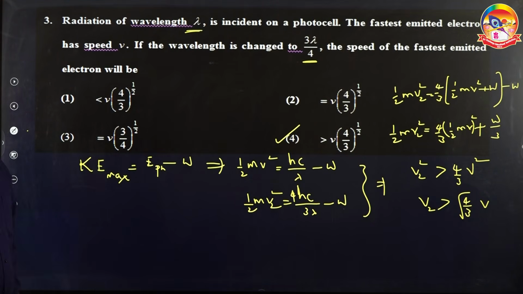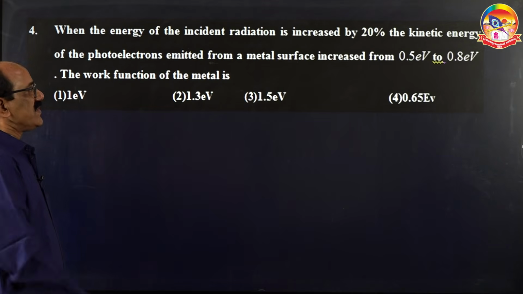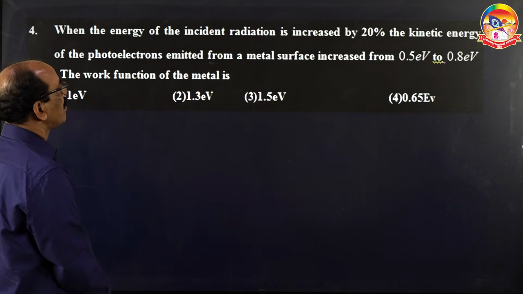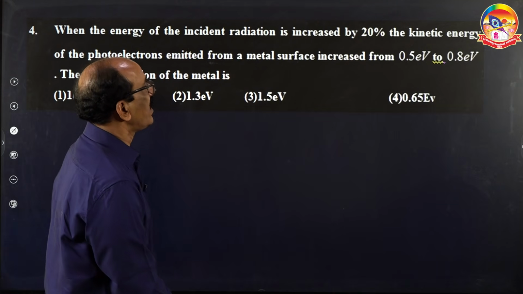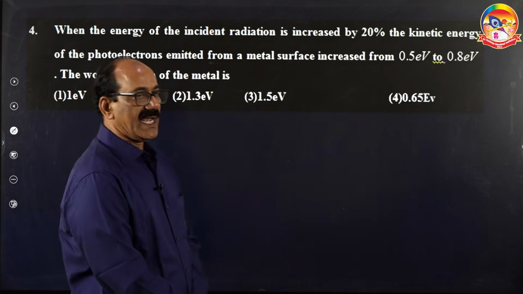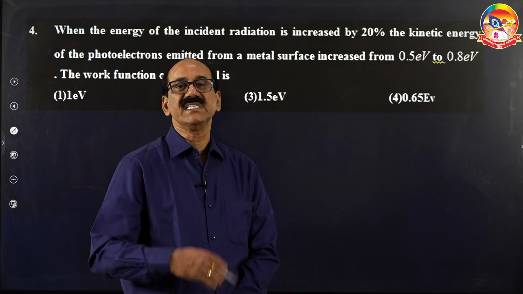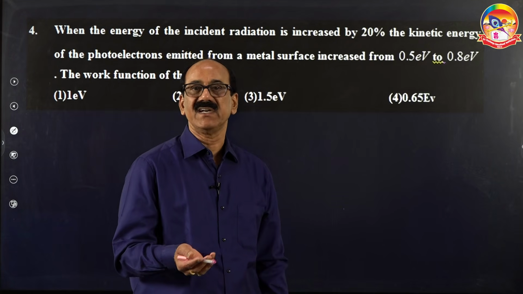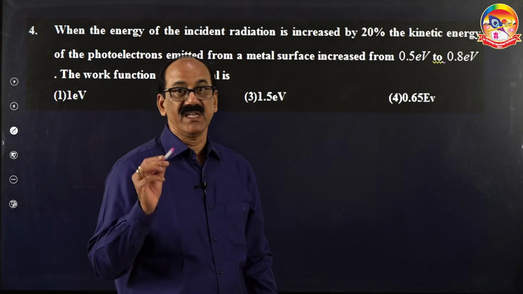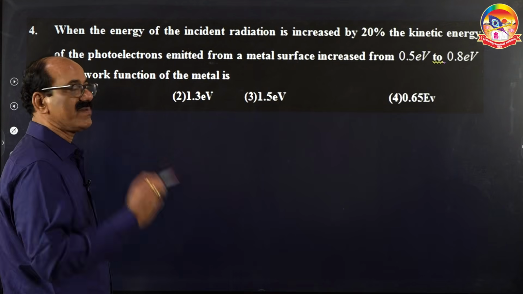Okay. So let us now go for the next problem. When the energy of incident radiation is increased by 20%, the kinetic energy of the photoelectrons emitted from the metal surface increased from 0.5 electron volt to 0.8 electron volt. What is the work function of the metal? As I discussed in the previous problem also, when the wavelength is reduced or frequency is increased, the energy of the photons incident will increase and hence the maximum kinetic energy of the photoelectrons will increase, but the work function remains constant, which is a characteristic of the material.